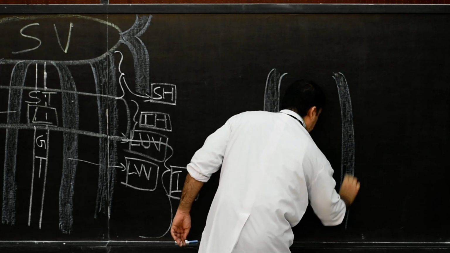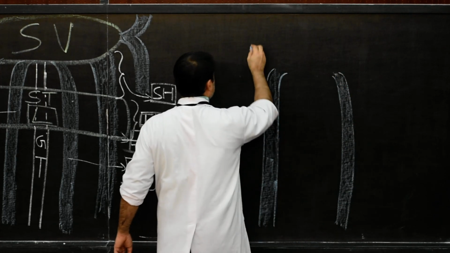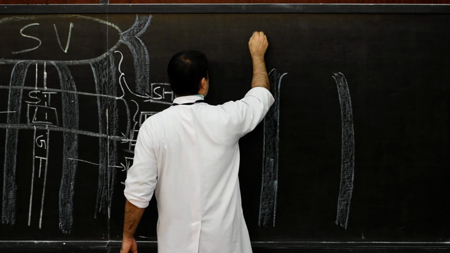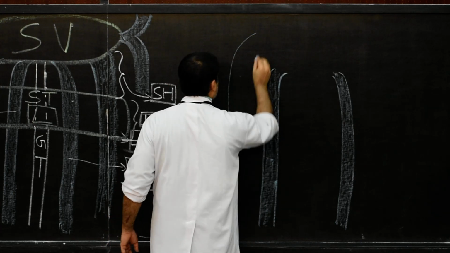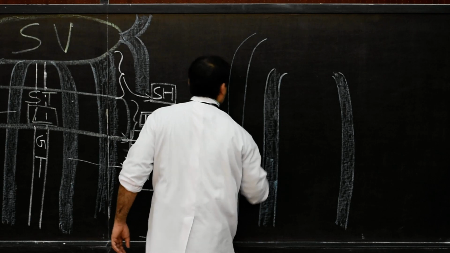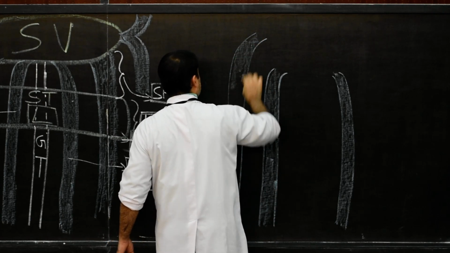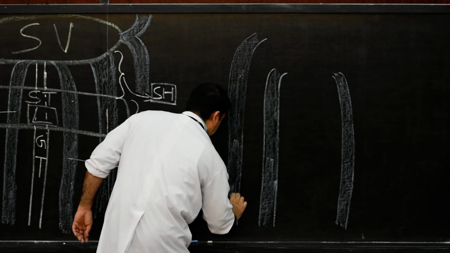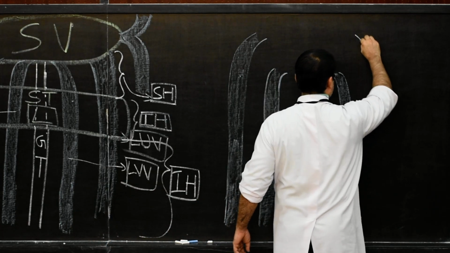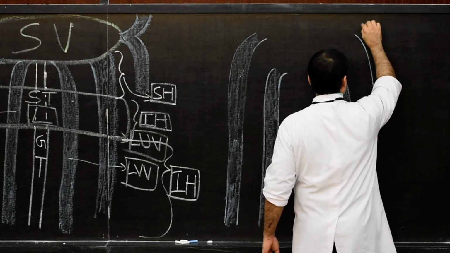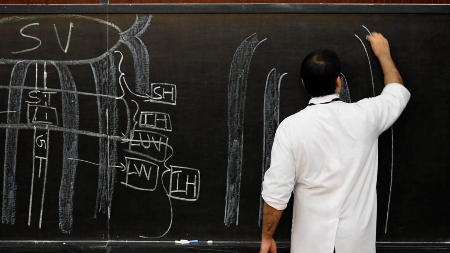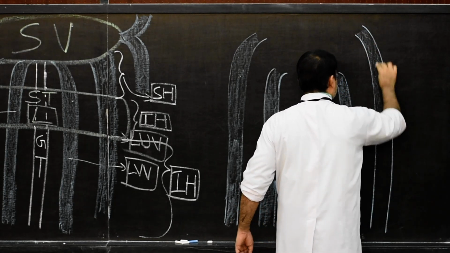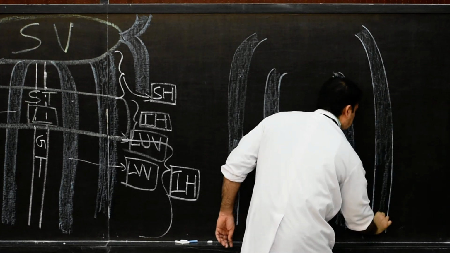Then we'll draw the umbilical vein. So let us draw these two umbilical veins. And here also we will give some color to the umbilical veins. And then we'll draw here also this umbilical vein. Here also we'll give some color inside.